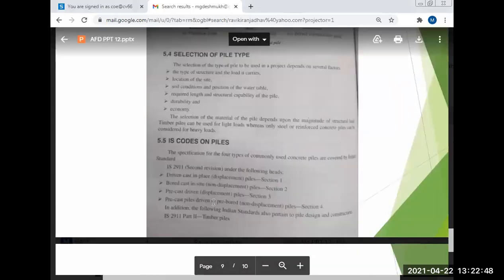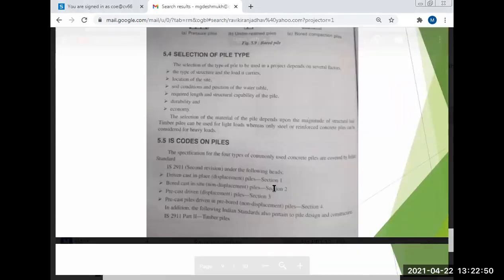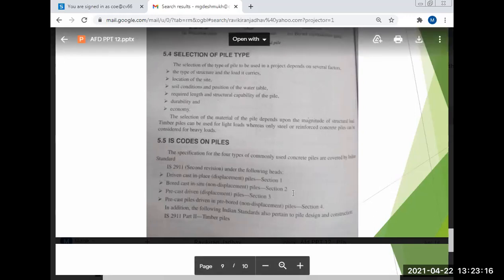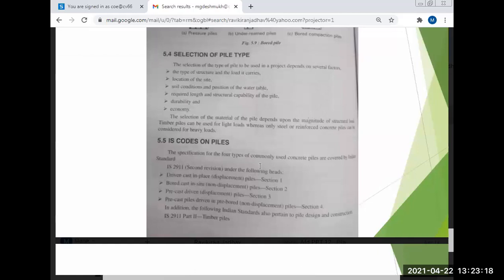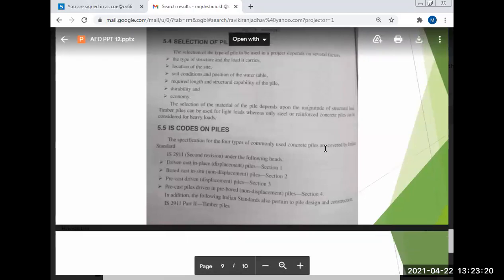Next is the IS code on piles, which I told you about. This is not that important. मतलब आपको तो मालूम ही है कि we use codes for different designs because some specifications will be provided in the code while designing. So for piles, what are the codes we generally use? That is going to be followed here. So these are the different codes.